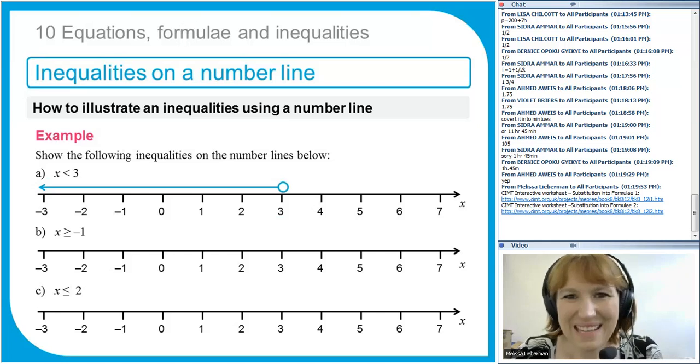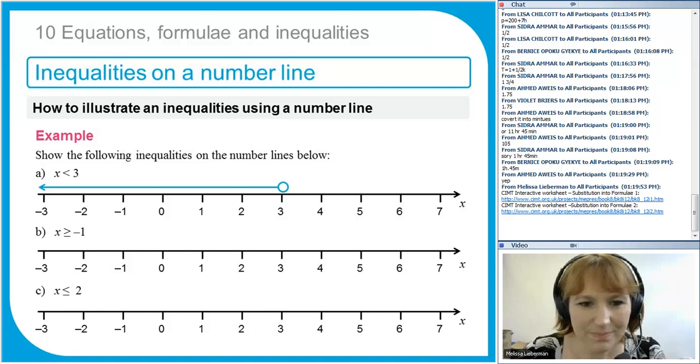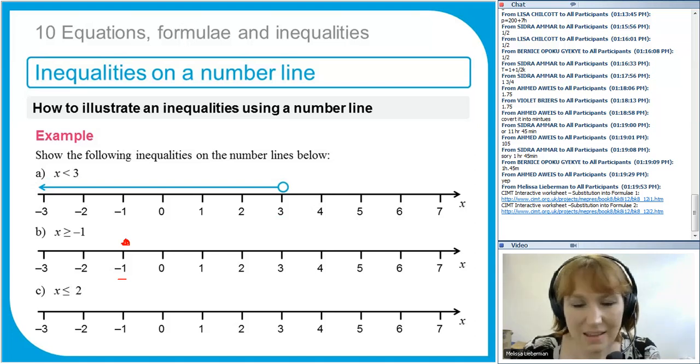Part B, x is greater than or equal to -1. Here's -1. Now it can be equal to -1, so this time we need a coloured in circle like that. And x is greater than this time, so it's bigger than -1. So this time the arrow needs to go in this direction. So we do the dot and then put in the arrow.